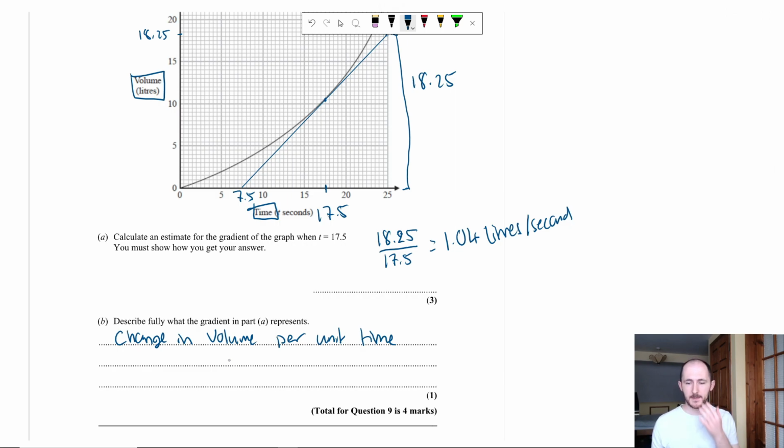That will always give you the full mark, okay? You can say the change in whatever the y-axis is per unit x-axis. So if this was, let's say, weight and this was meters, like distance, you'd say it's the change in weight per unit distance. Works all the time. Really, really useful. Now, what else could you say? You could also say it's the rate of change of the volume. The reason why we can say rate of change is because it's time on the x-axis. But you don't need to worry about that if you don't want to.